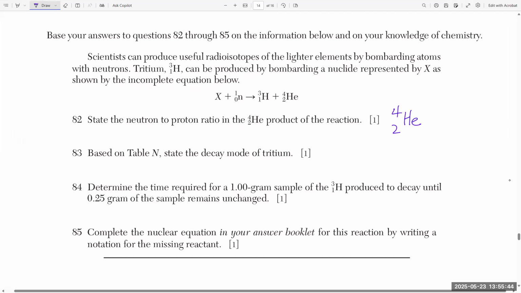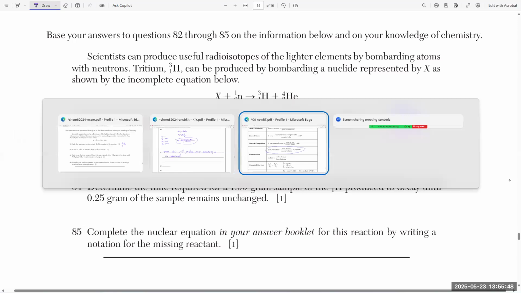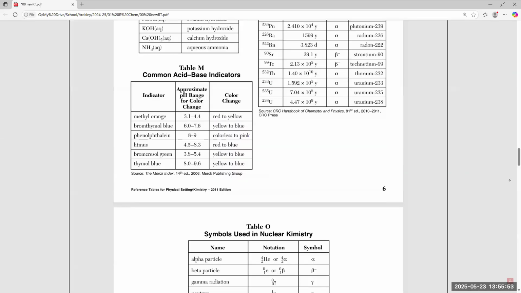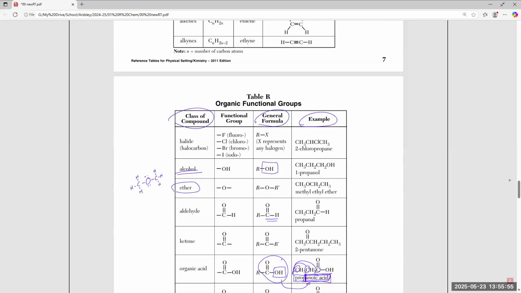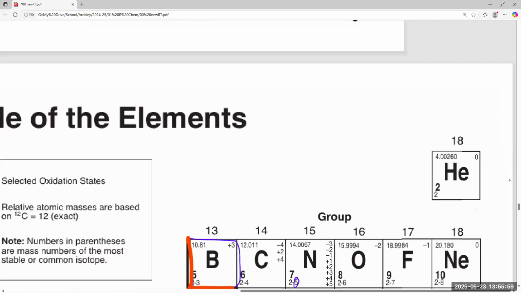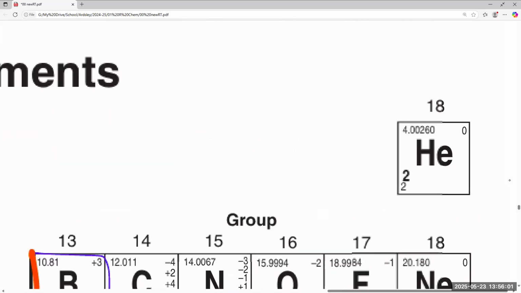Anybody want to take a guess how many protons helium has? And if you don't know, shame on you, because why? Where do you go? You go over here and you go look at helium. What do we know about helium? Helium has how many protons, kids? It has 2 protons.